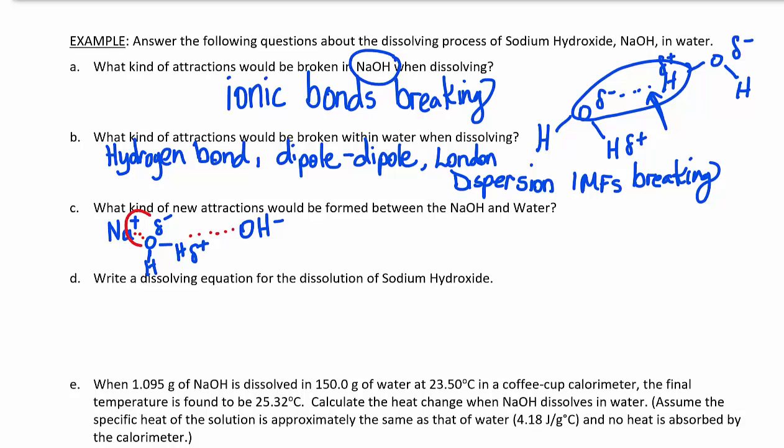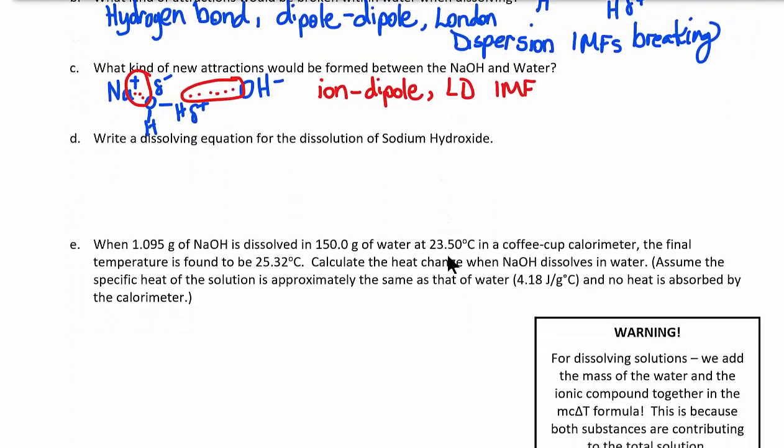This IMF is an ion dipole. This IMF right here is also an ion dipole. Everything has London dispersion, but that is much weaker. But that is also another force of attraction that is being formed.